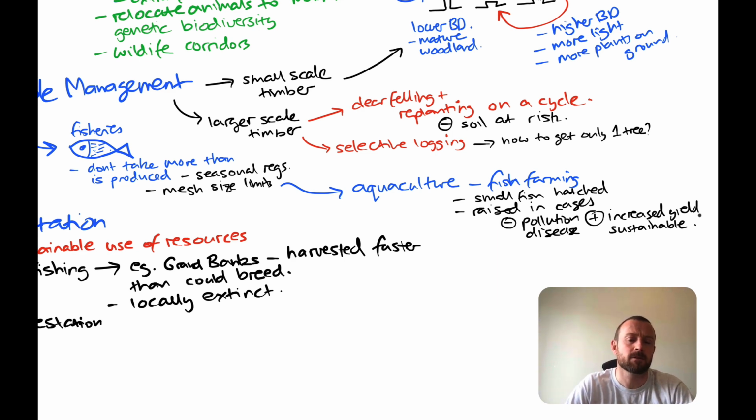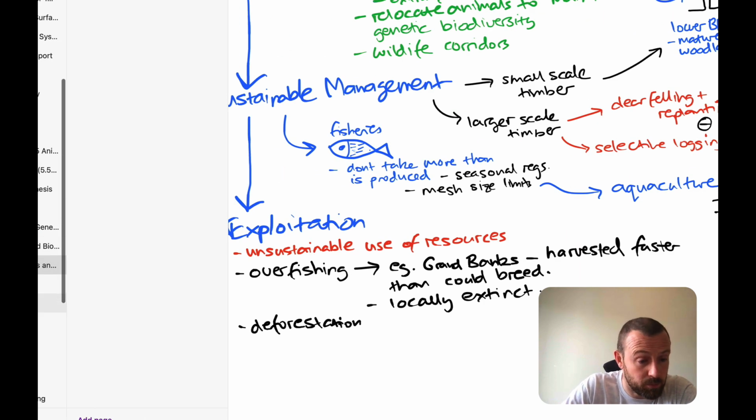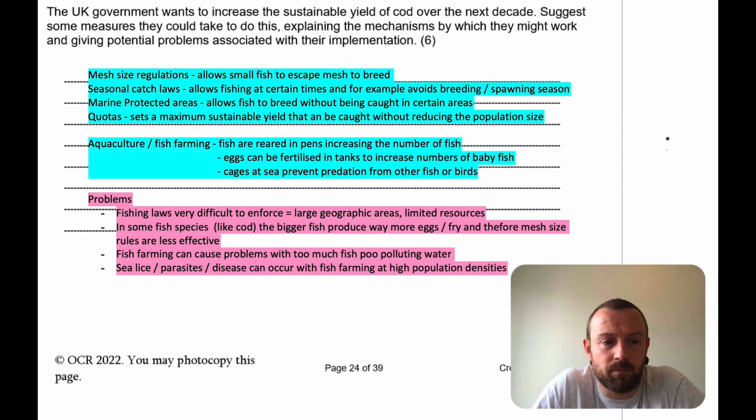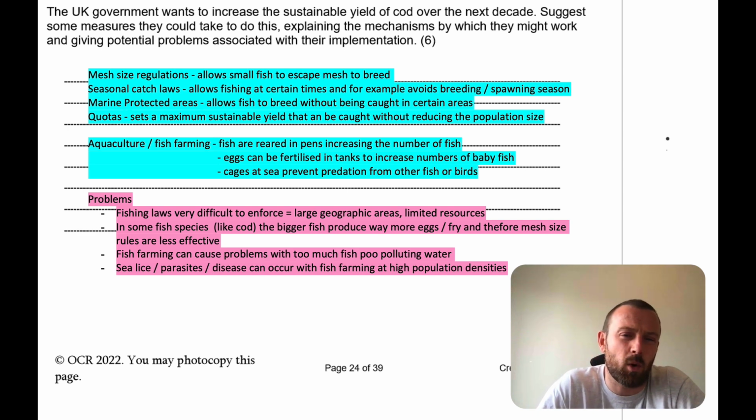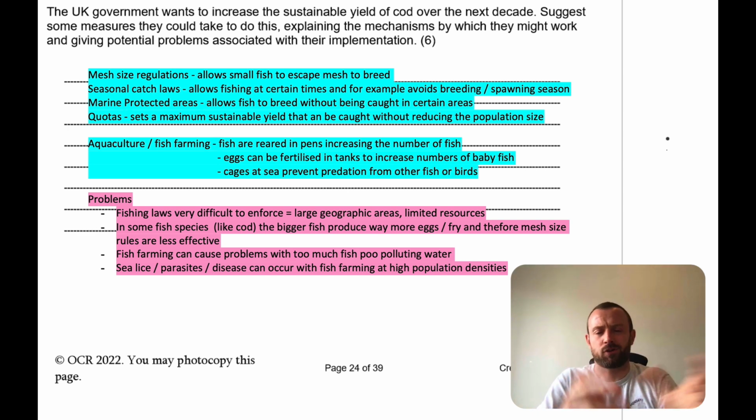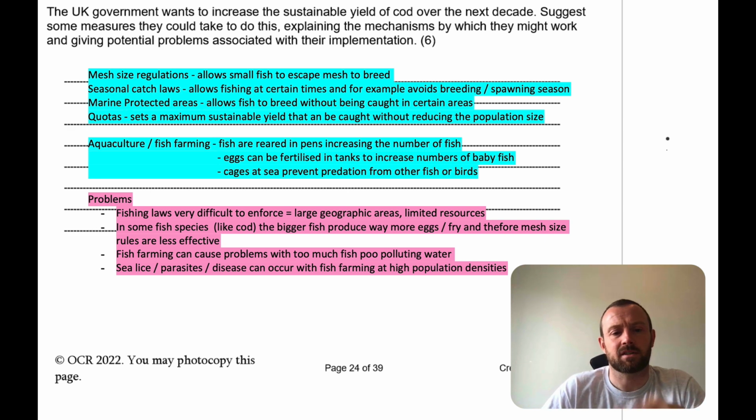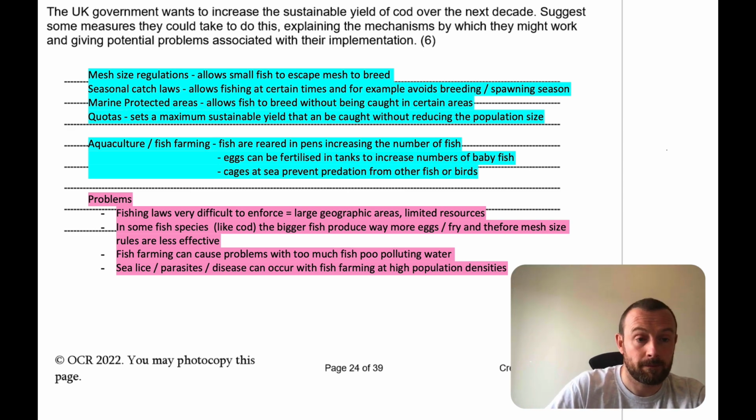It's farming, okay? I'll just very quickly show you this screen grab from that other video, this 6-mark question, which I created to assess this. So if you want to go into a bit more detail, there are some things that you can do to increase sustainable yield of fish, okay? Right, let's go back to the mind map.